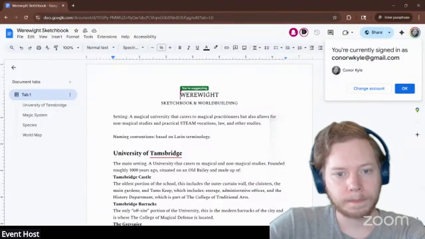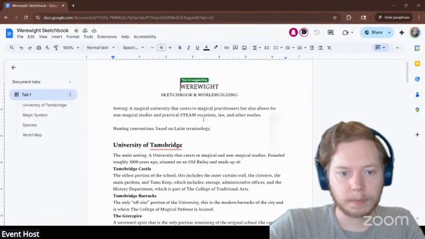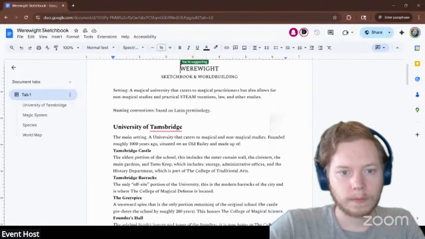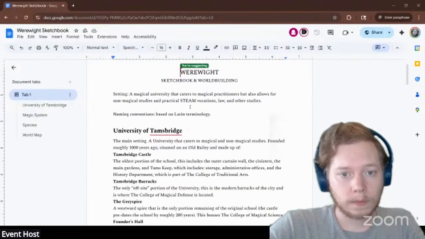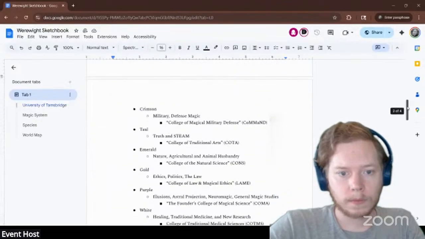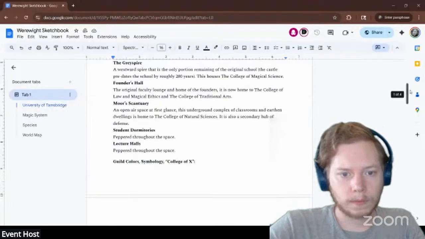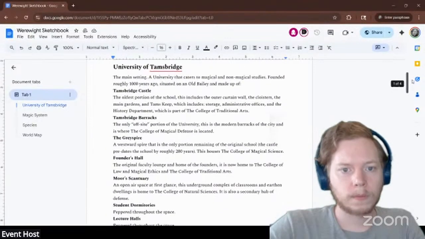All right, so take us through the basics. Sure. So the magic system essentially revolves around ley lines, which are basically connections in the ground, which are the source of magic. There are vertexes, which are essentially connection points. Those are kind of like wells, where a lot of people pull magic from. It's almost like a big storage space.